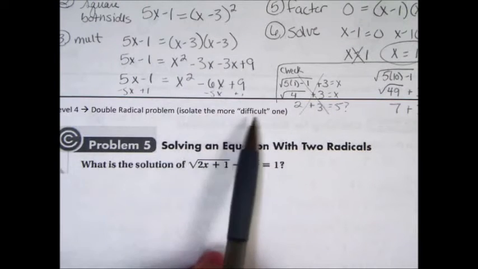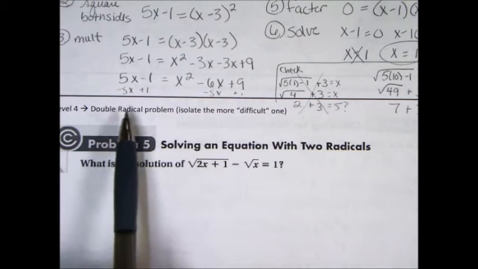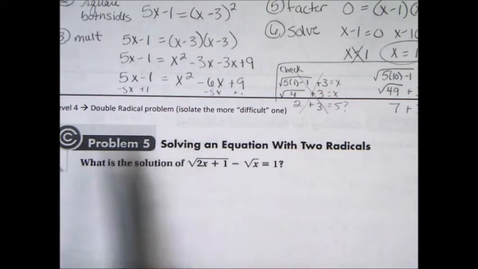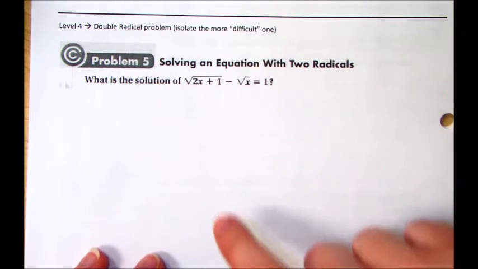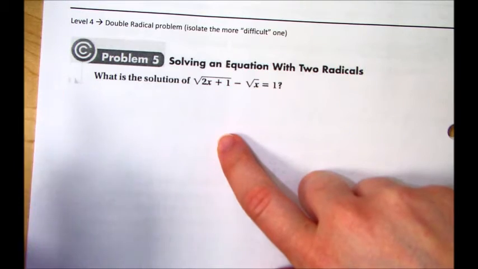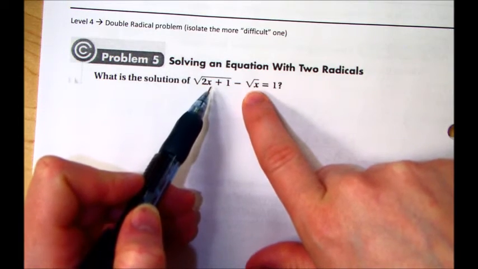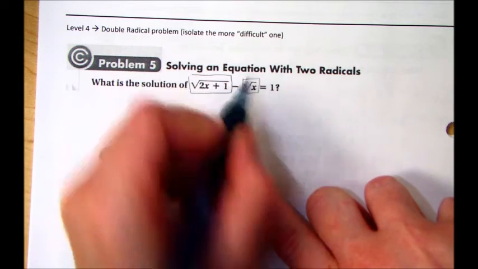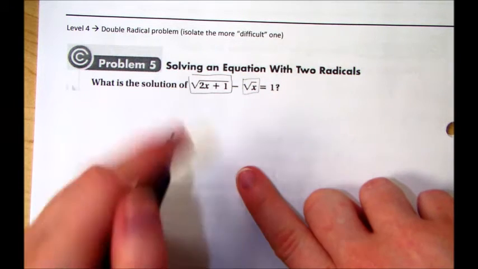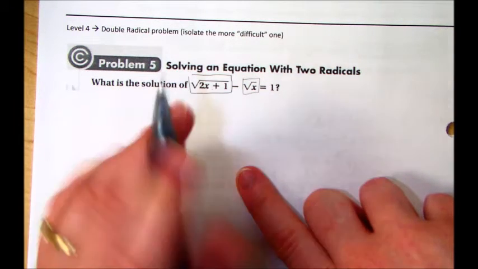Level 4, the most difficult problems, it's when you have a double radical problem. Take a look at problem 5. In problem 5, I'm going to solve it using the quadratic formula and not with factoring, for those who like the quadratic formula better. Now what I want you to know is if we have two square roots, a big square root here and a smaller square root here, when this happens, please get the big square root all by itself.